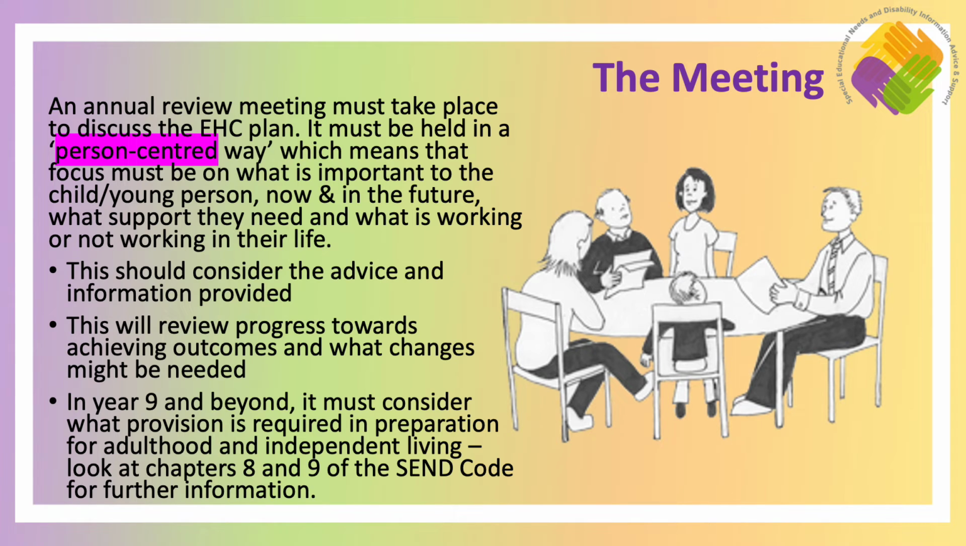The meeting itself. An annual review meeting must take place to discuss the EHC plan. It must be held in a person-centred way, which means that the focus must be on what is important to the child or young person now and in the future, what support they need and what is working or not working in their life. This should consider the advice and information provided. This will review progress towards achieving outcomes and what changes might be needed. In Year 9 and beyond, it must consider what provision is required in preparation for adulthood and independent living. Look at chapters 8 and 9 of the SEND Code for further information.